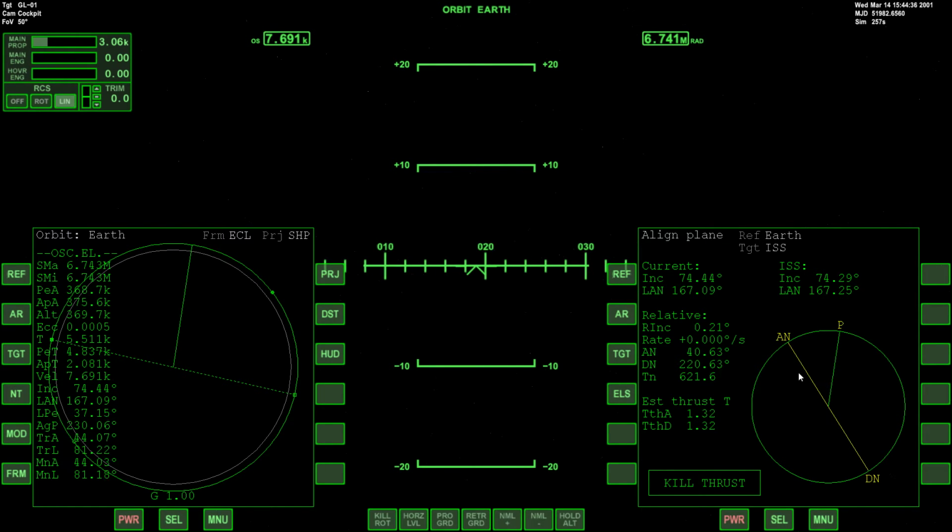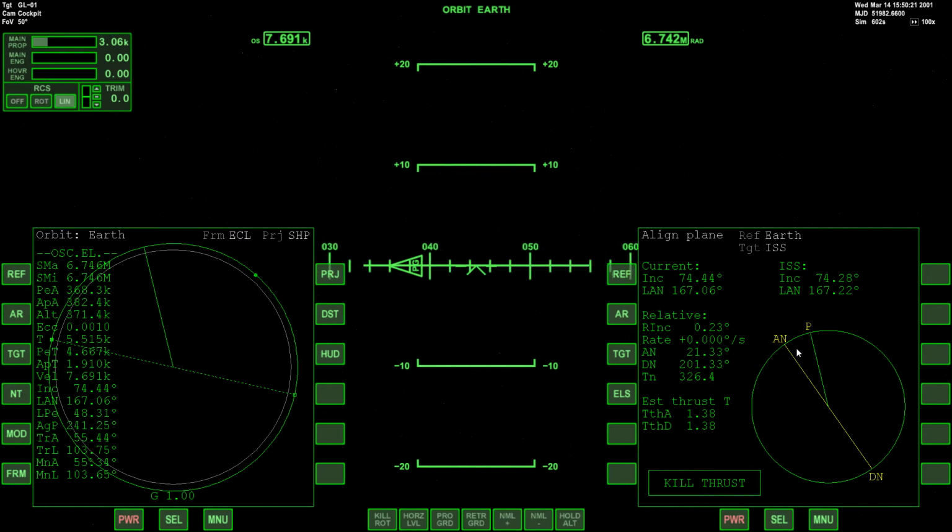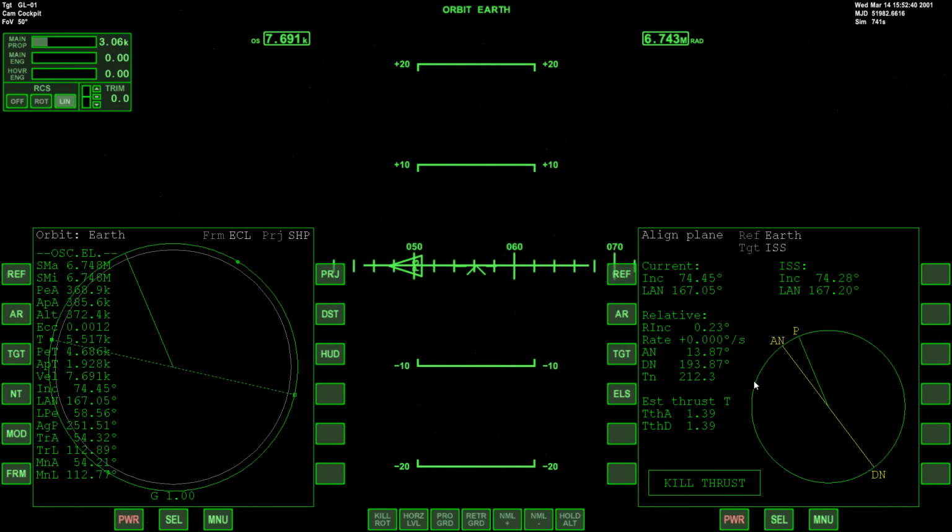So I could choose any one of these. I'll choose the ascending node because that's the next node we're about to cross. What I need to do is I'll speed time up a little bit and get a little closer. But we need to know what direction do we orient the ship to do the burn. That is obviously of importance.